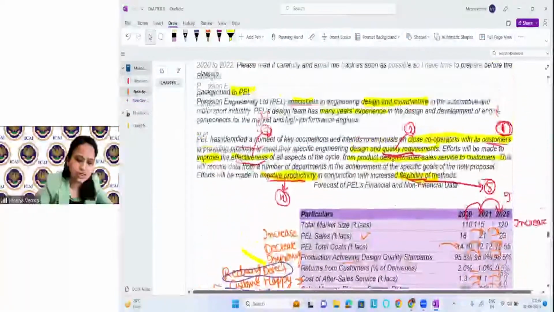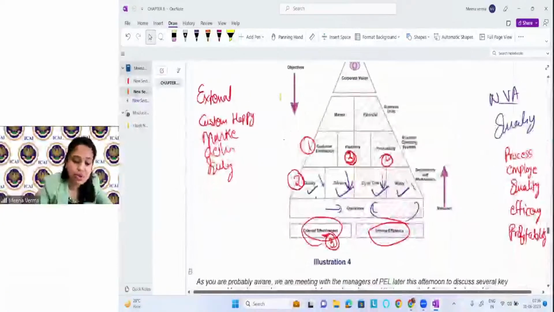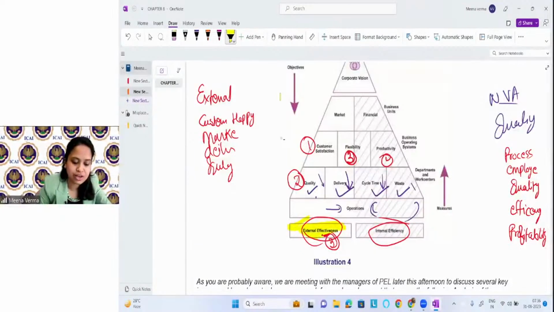So while answering, you can write the answer on your own. No need to put in much effort. Just keep this model in mind. Keep in mind that you have to write about the external effectiveness. You have to write about the internal efficiency.